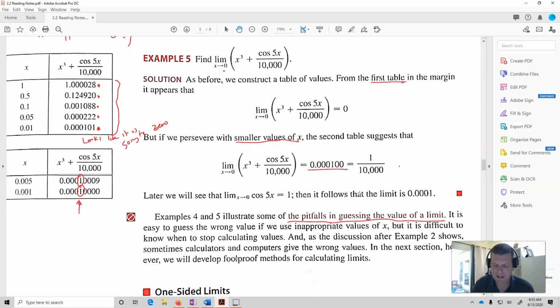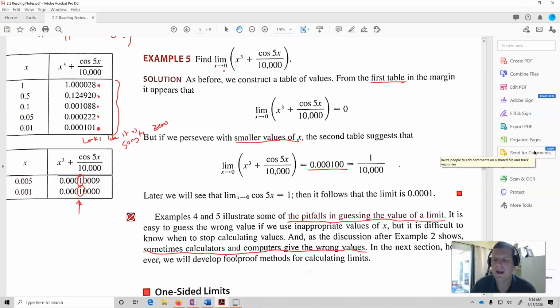And as the discussion after example 2 shows, sometimes calculators and computers give the wrong values. Oh, that's a foreshadowing, right? That's a really important part here. Sometimes calculators and computers give wrong values. In the next section, however, we will develop foolproof methods for calculating limits.